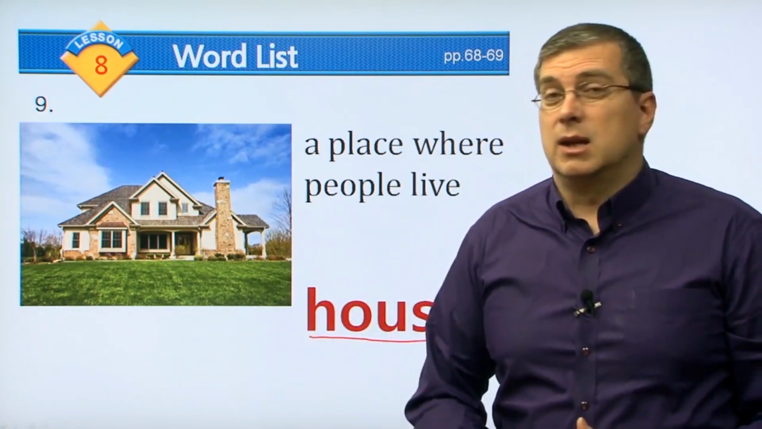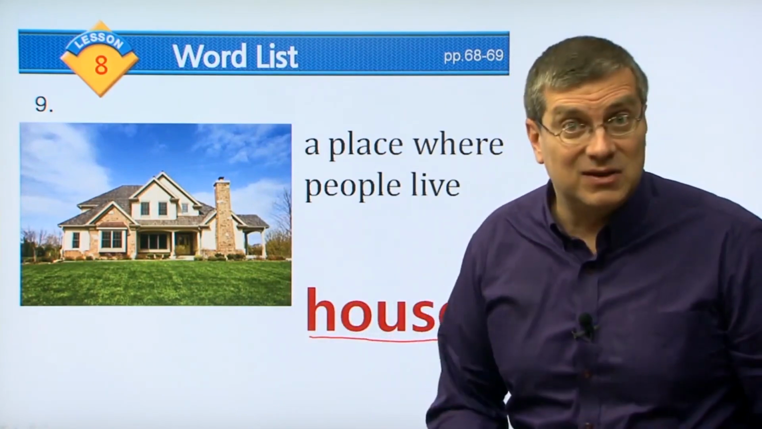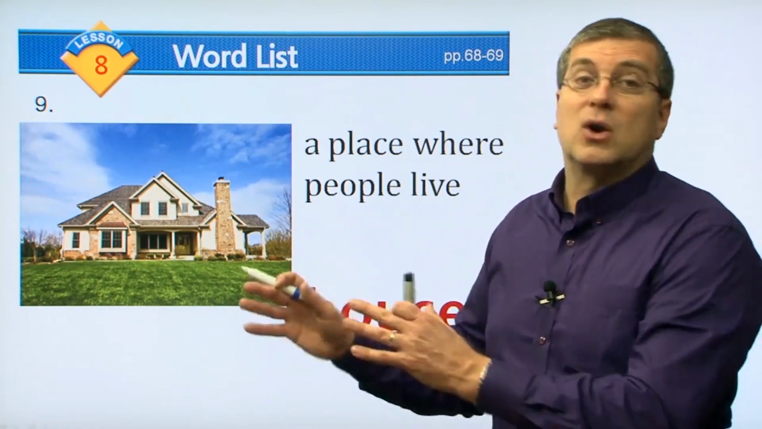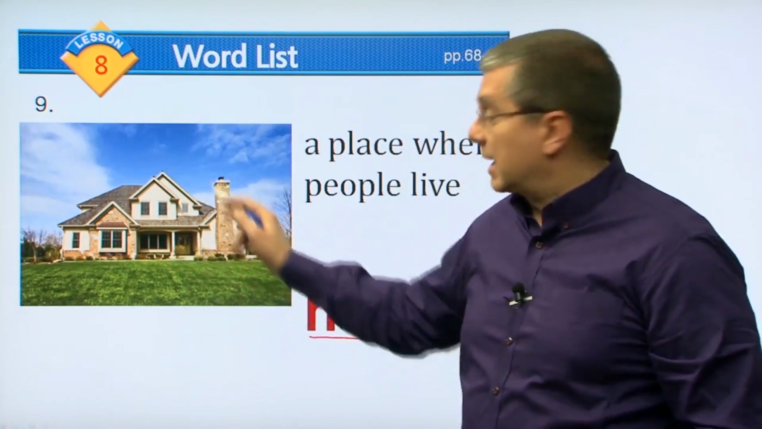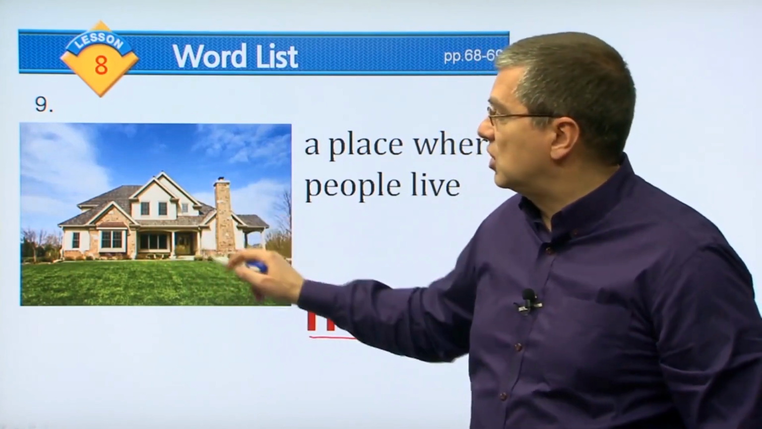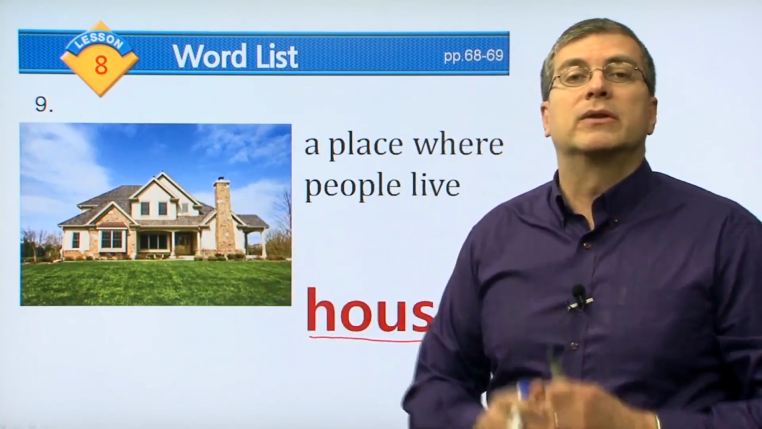People can live in an apartment. They can live in a tent. They can live in a cave. Those are all homes, right? But a house is something that's built like this, right? It has doors. It might have a chimney. It has walls that were built by people.